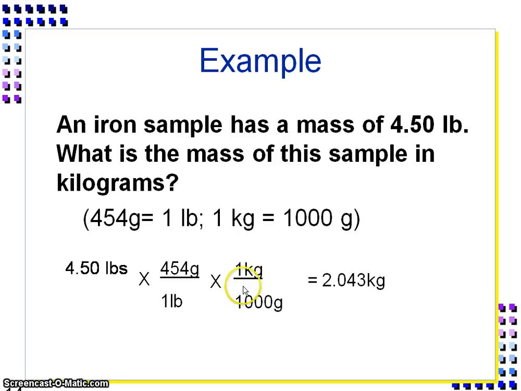I've got to ask myself which one's bigger, a kilogram or a gram. Kilogram is bigger, so I put the 1 on top where kilograms is, and kilo means 1,000, so I put 1,000 on the bottom where grams is. So to solve this, on my calculator I would plug in 4.5 times 454 divided by 1,000. You multiply the numbers across the top, you divide by the numbers on the bottom. So 2.043 kilograms is my final answer.